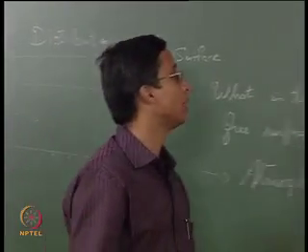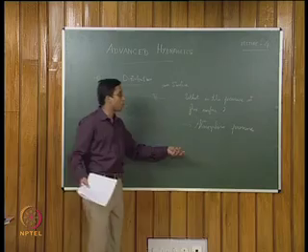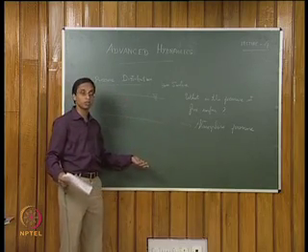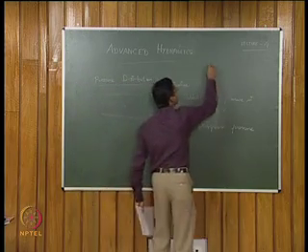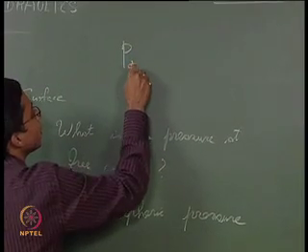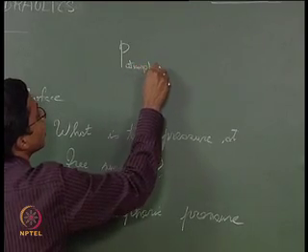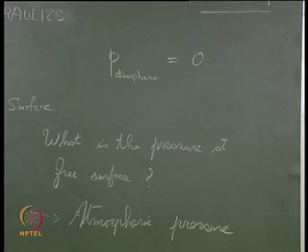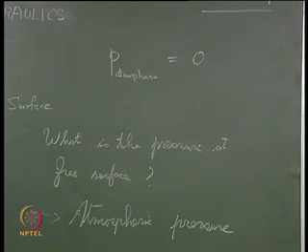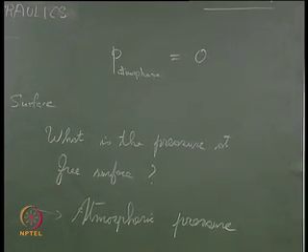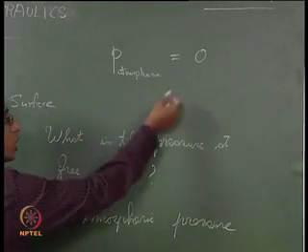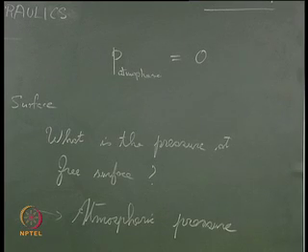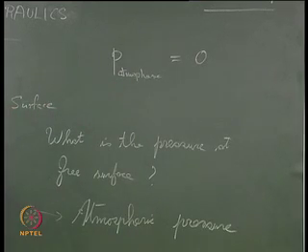Now, in our common units, or even in our common analysis, in most situations you take P atmosphere equal to 0 as some sort of a datum. You have heard about mean sea level. Similarly, in almost all locations you consider atmospheric pressure as 0.